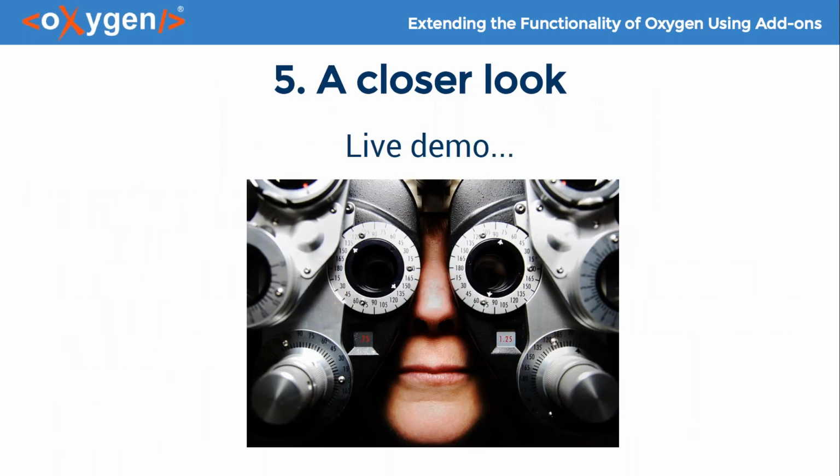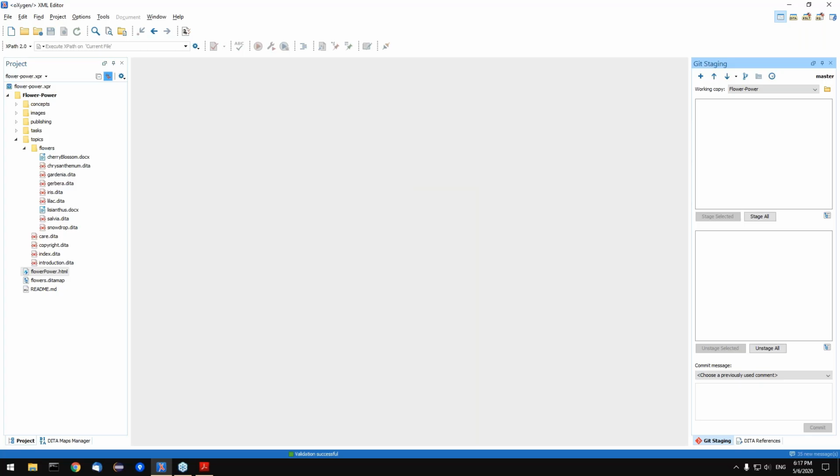So that being said, now it's time to switch to Oxygen again and take a closer look at the add-ons that I just mentioned. So we will start with the Git client. You can see on the right side of the main editing area that there is this Git Staging view with several sections. We have the toolbar section, we have the working copy section, and then the unstaged and staged resources area, and the commits section.